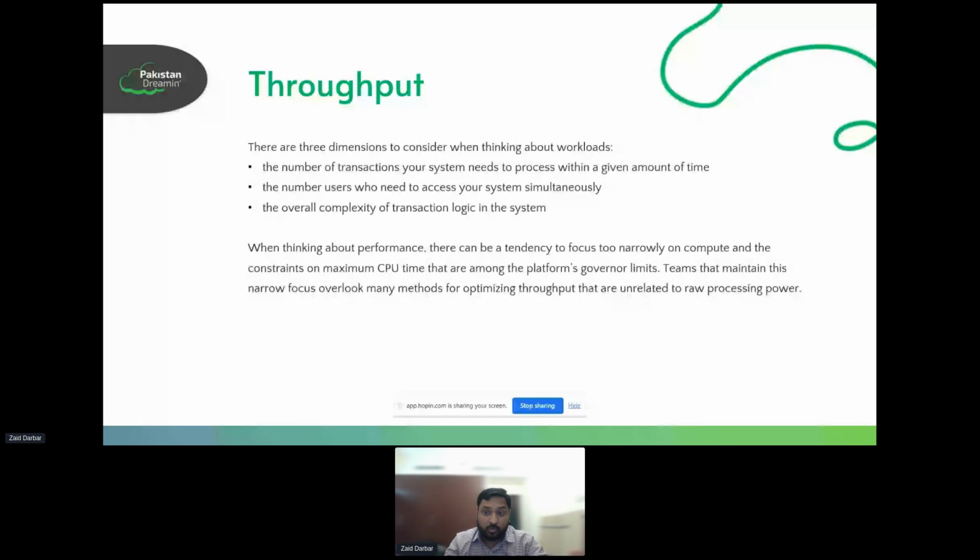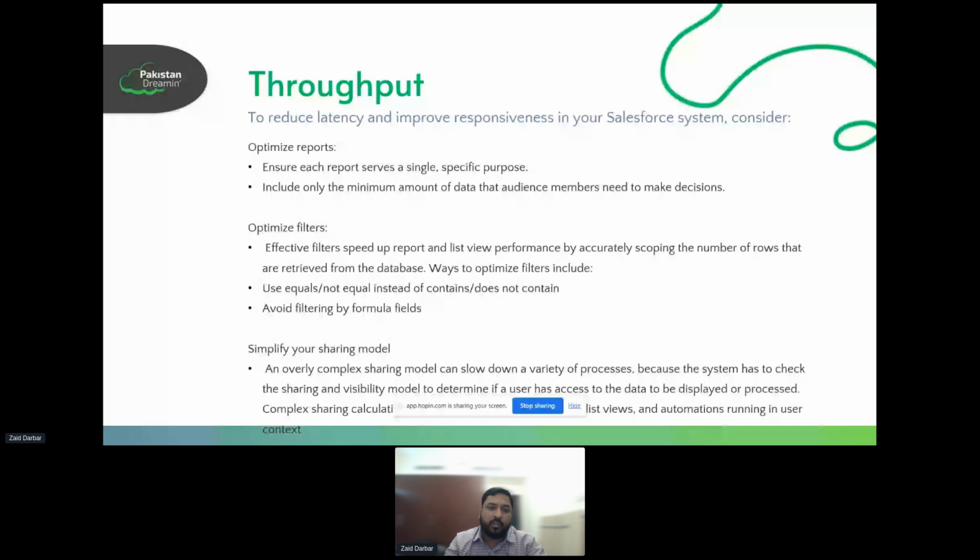Usually the key factors are reports and report filters. Don't use things like contains in report filters. Try to simplify your sharing model. Don't unnecessarily create more records or duplicate records, or anything like that.